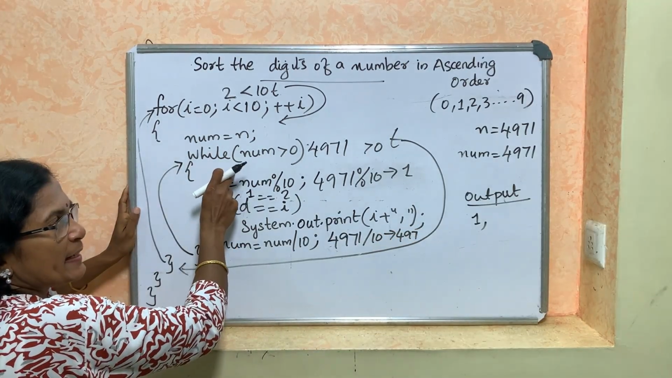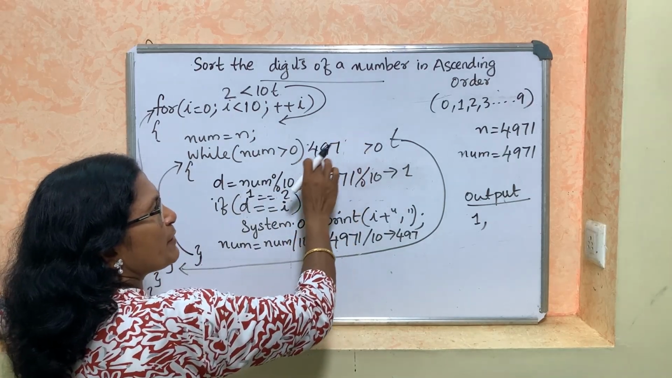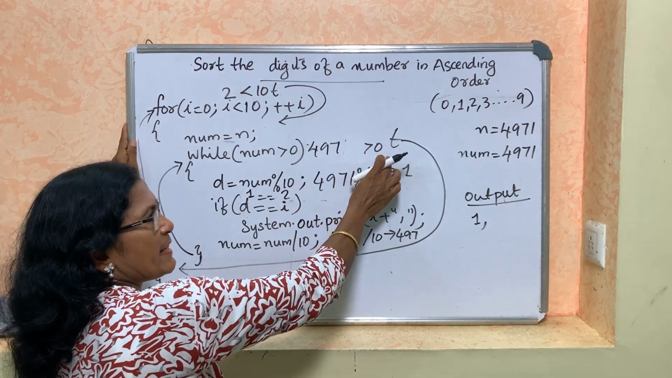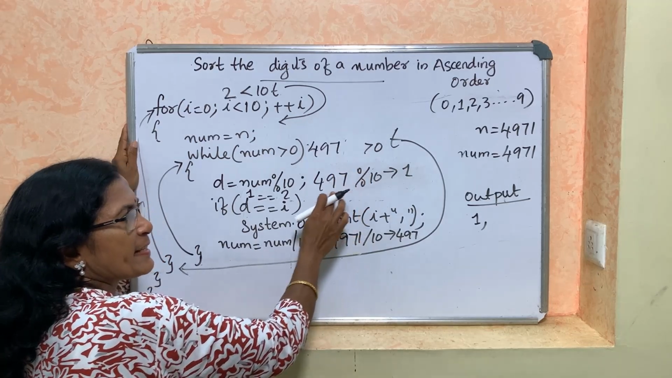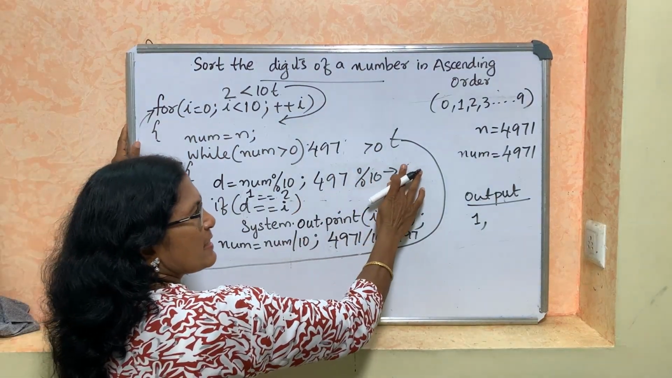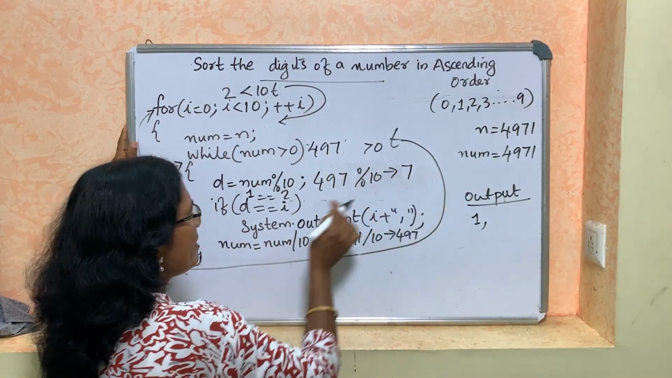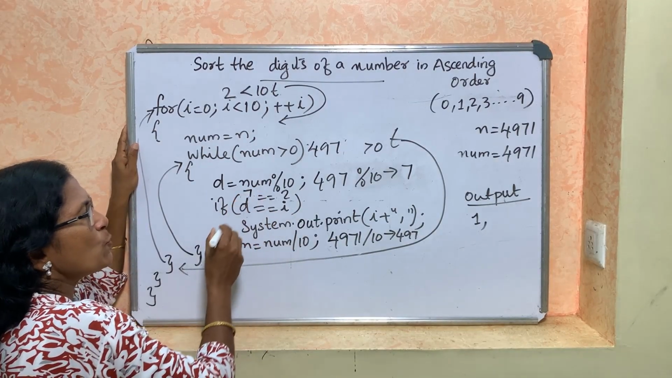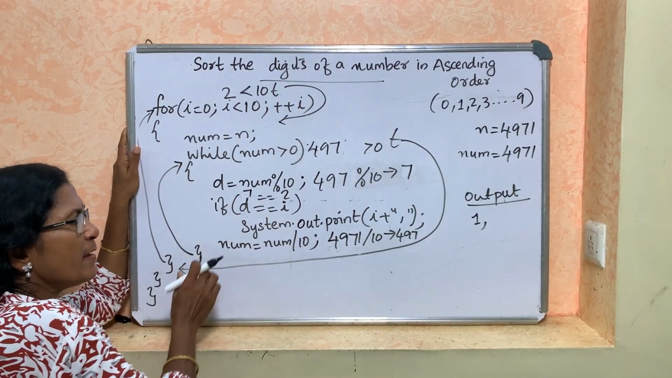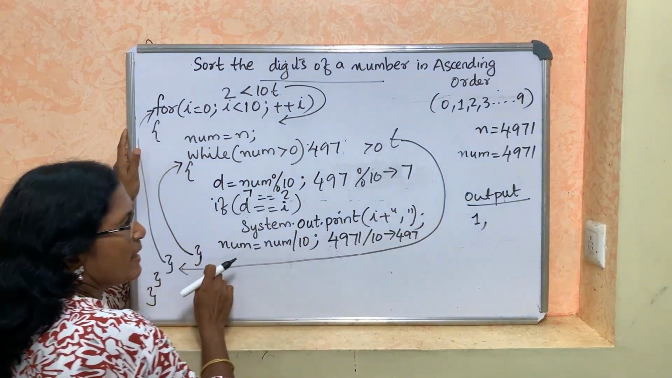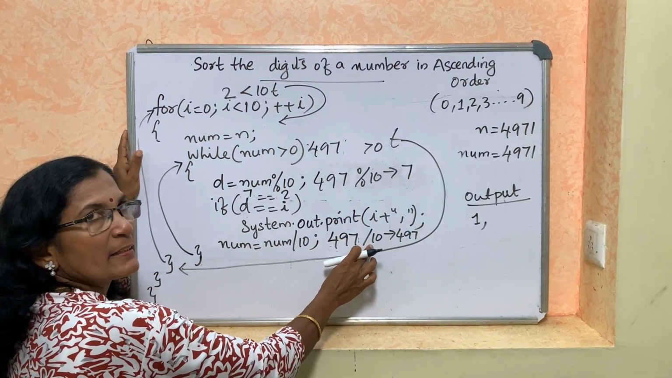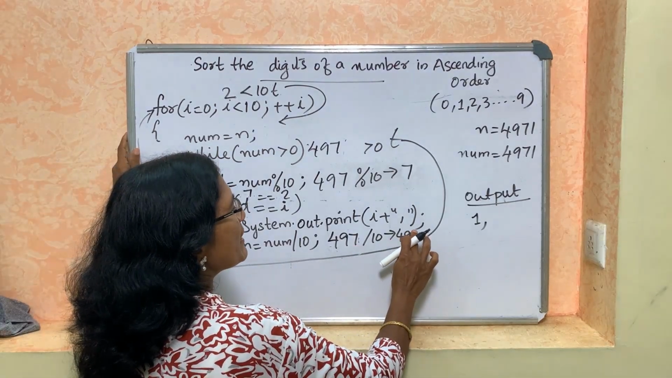While loop goes for the next iteration with the new value of num as 497. 497 is greater than 0. From 497, the last digit is extracted. Digit extracted is 7. 7 is not equal to the value of I, that is 2. So printing will not take place. Let's remove 7 from the number. 497 divided by 10 results in 49.